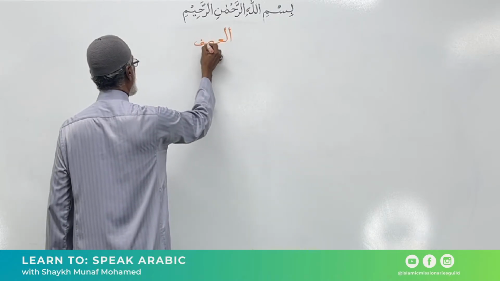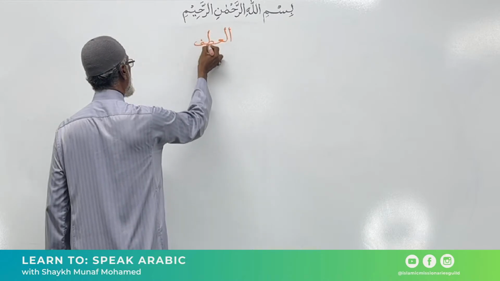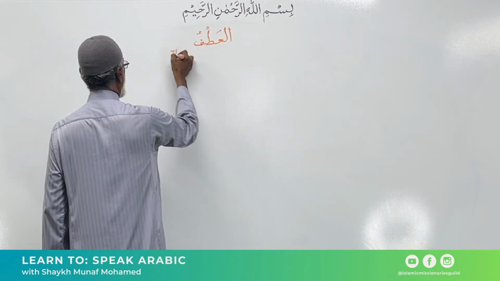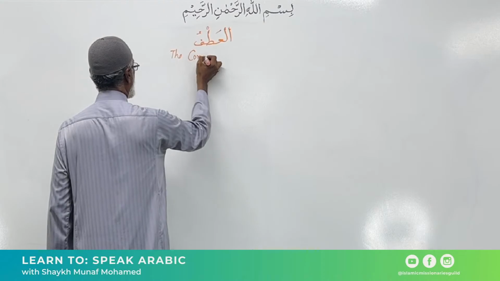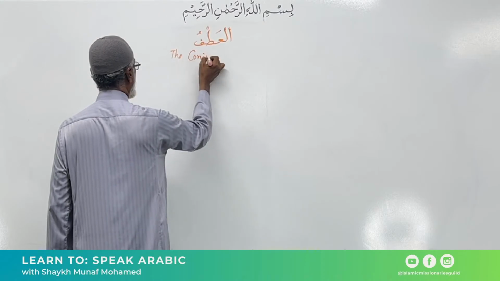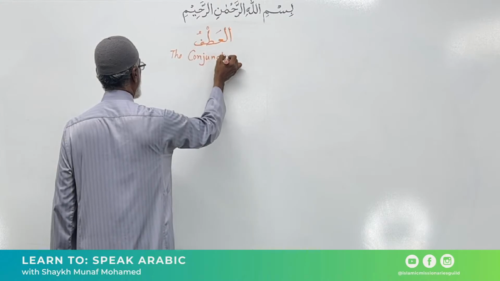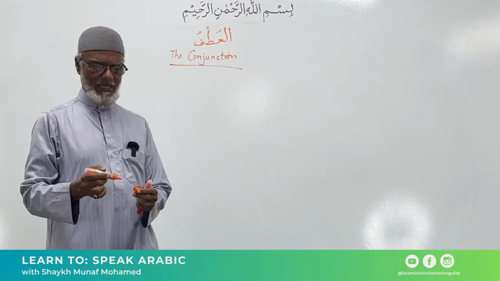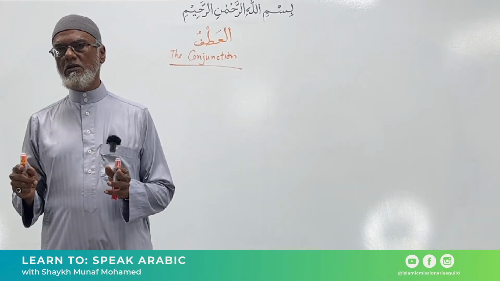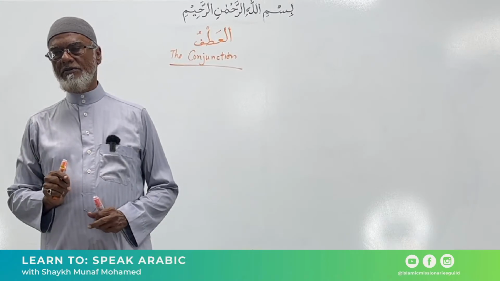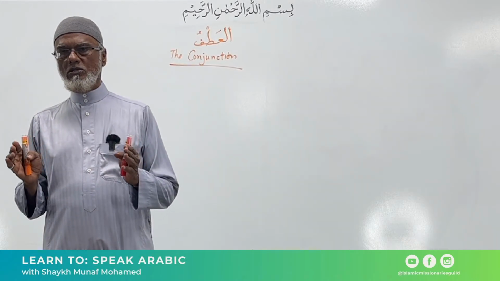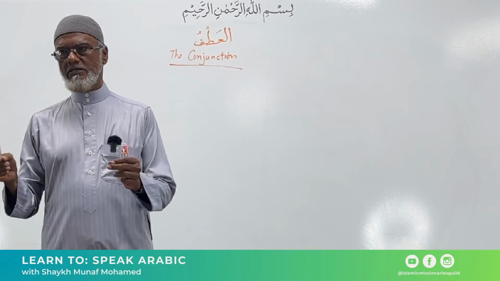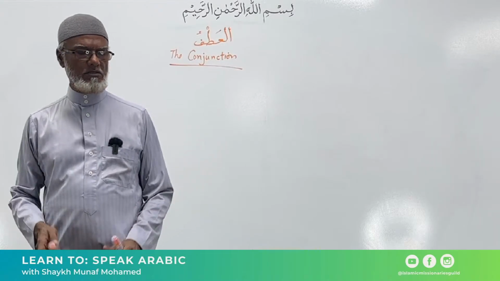Al-atf. Atfu means the conjunction. All right. So the conjunction is a small word that joins 2 or more words or phrases or sentences, basically, together.